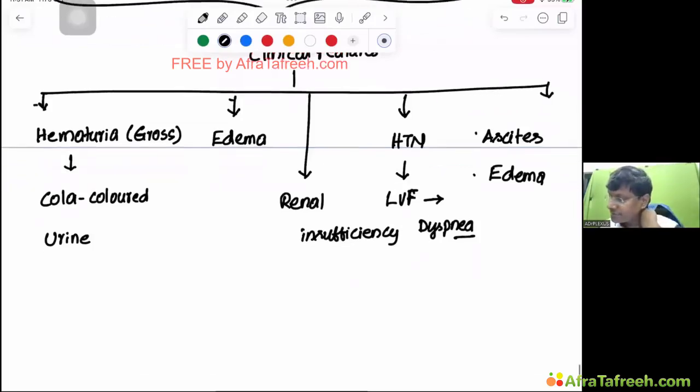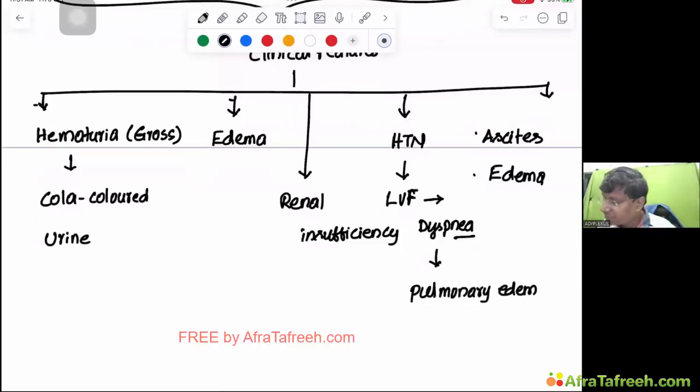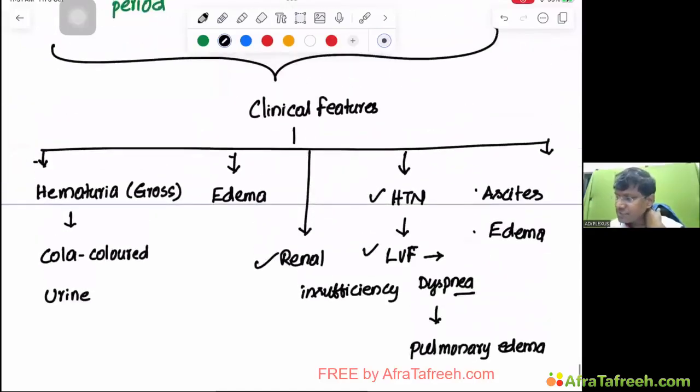And this dyspnea is due to what? That is due to pulmonary edema. Why is there pulmonary edema? Because of development of left ventricular failure. Why is there left ventricular failure? That is because of hypertension. And hypertension is mainly because of renal insufficiency. And that renal insufficiency is secondary to glomerulonephritis. So these are the clinical features.